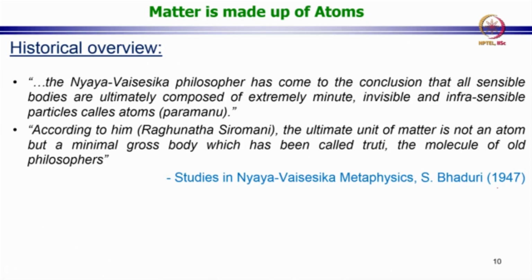It's a pretty old book, 1947 is the publication date. And here it says, according to him, the ultimate unit of matter is not an atom but a minimal gross body, which has been called the Truti, the molecule of old philosophers. So the understanding that atoms and molecules make up matter was already there for a very long time. I mean, the Nyaya Vaisheshika school is ancient, right? It's very old, and it's interesting that they came up with this.